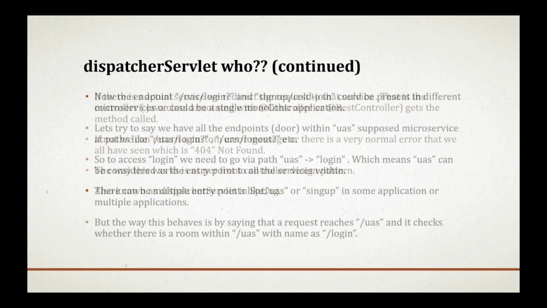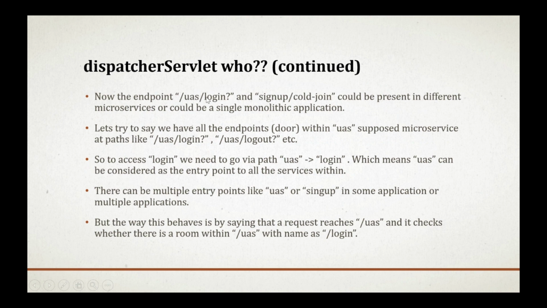dispatcher servlet in Spring. So now the endpoint /us/login, this can be present in different applications, or they can be present in the same application. Login and signup become the internal rooms of your home, and /us becomes the entrance to your application, both of them. So there is also the possibility to have multiple dispatcher servlets in the same application, or you can have a single dispatcher servlet in an application. It's all about configuration. With Spring MVC we configure it in the web.xml. We'll see how it works in Spring Boot.